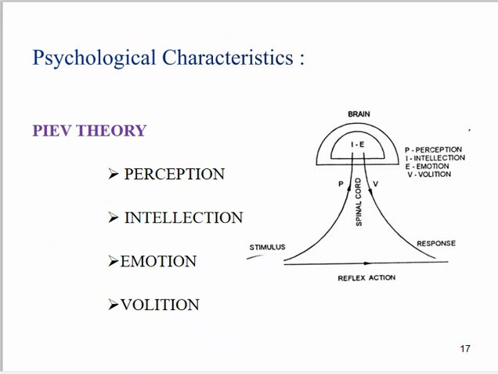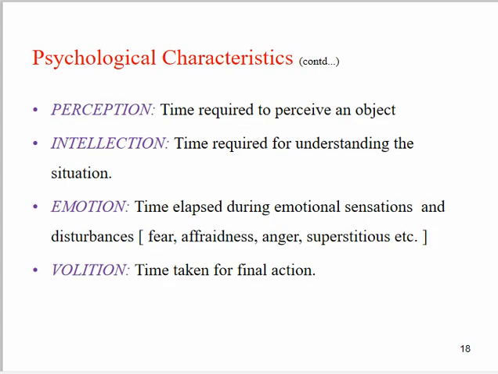Next are the psychological characteristics, that is the PIEV theory: perception, intellection, emotion and valuation. Here perception relates to the time required to perceive an object. Intellection is the time required for understanding the situation. Emotion is the time elapsed during emotional sensations and disturbances, which may be of various sorts, that is fear, anger, superstitions, etc. And valuation is the time taken for the final action.